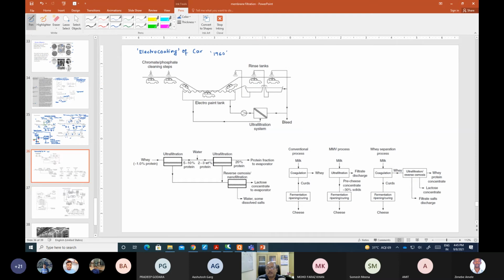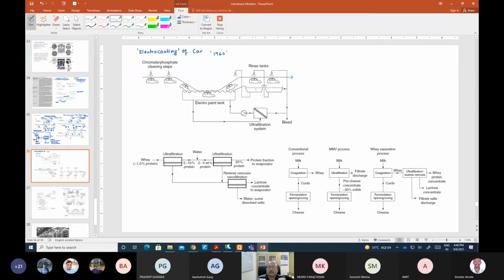So you take it and rinse this extra paint off the car, and then the car goes for the other fabrication work in the plant.